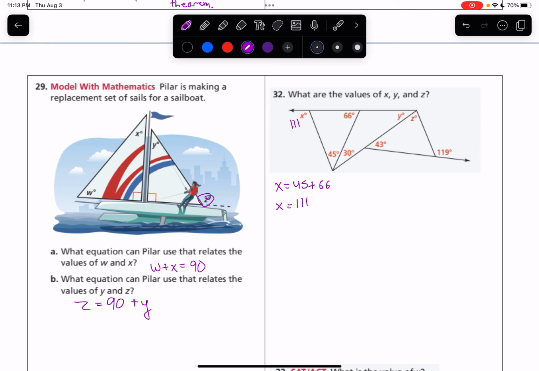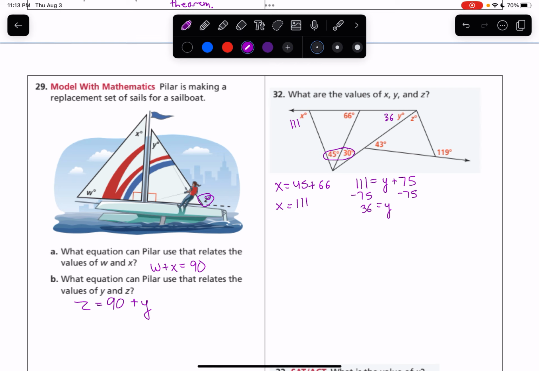Then we're looking for y. We can do this a few different ways. If I consider that y is one of the remote interior angles and 111 is the exterior angle, y is right here, and this is the other remote interior angle, I can say that 111 that we just found is equal to y plus 45 plus 30, right? 45 plus 30 would be 75. So 111 equals y plus 75. Subtract 75 from each side. So y is going to be equal to 36. All right, so there's a 36.